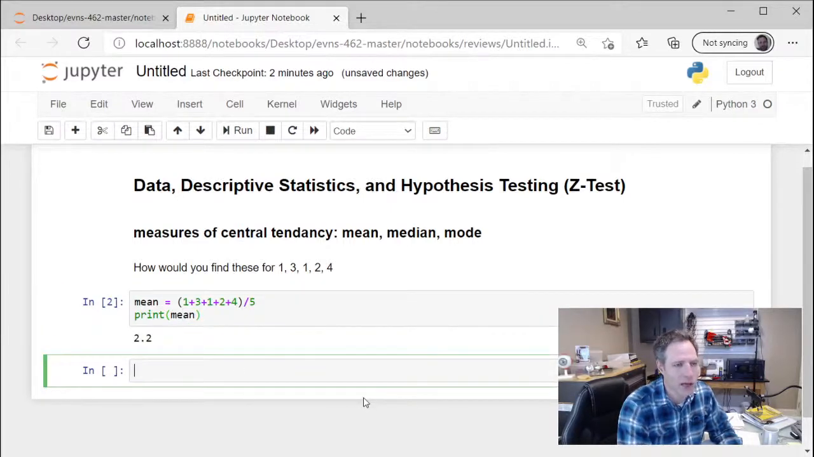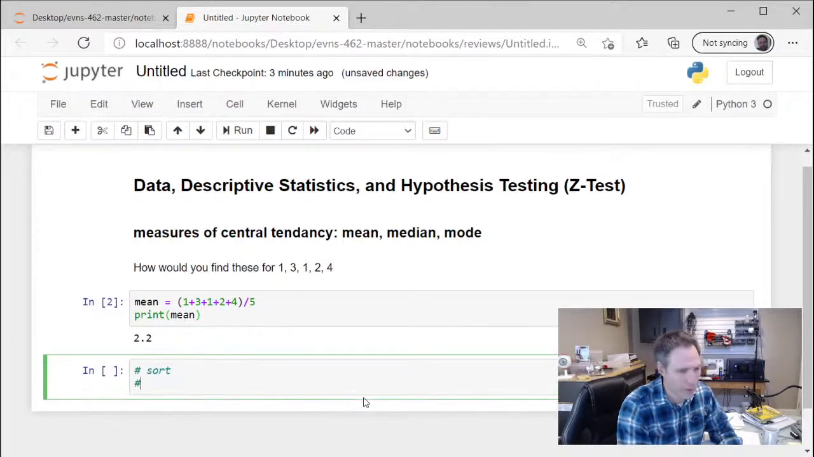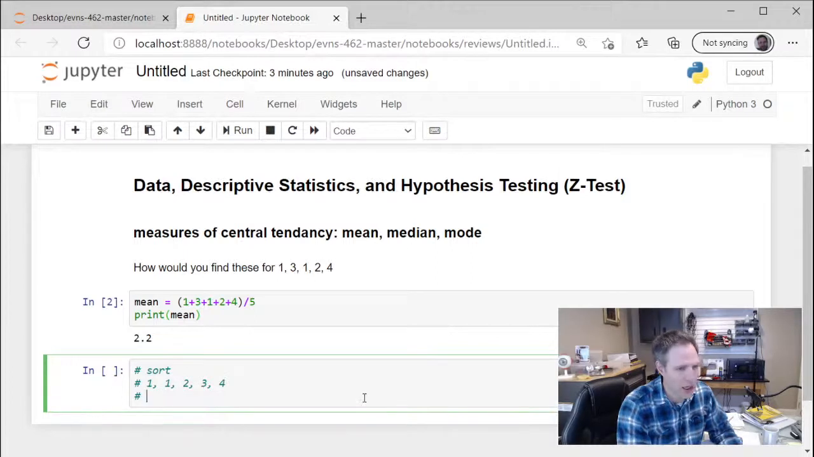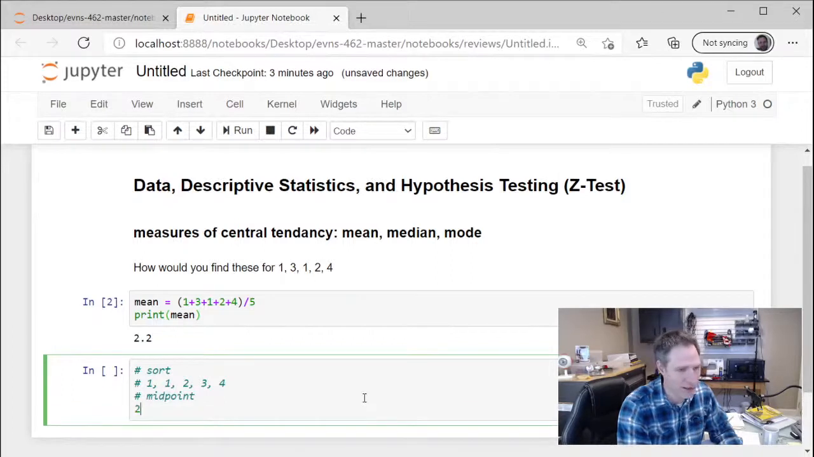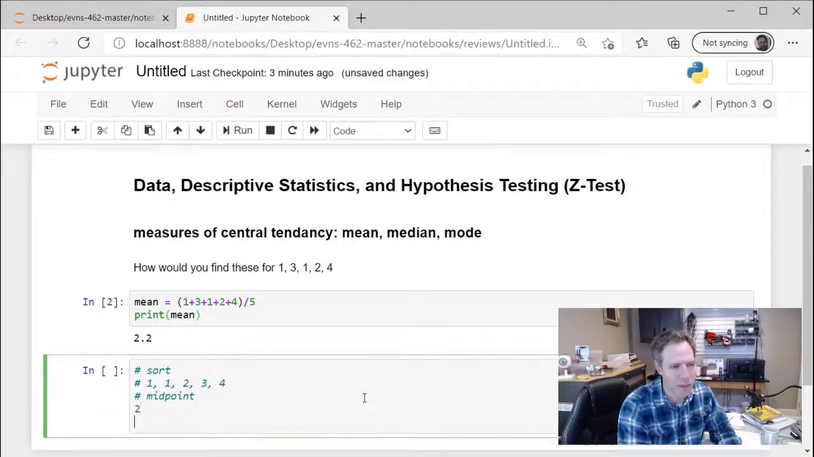The median, how would we find the median? Well, first you got to sort the data in ascending order, which would be 1, 1, 2, 3, 4. And then what's the midpoint? And here it's an odd number of data points, so the midpoint is pretty easy to find. It's just 2.